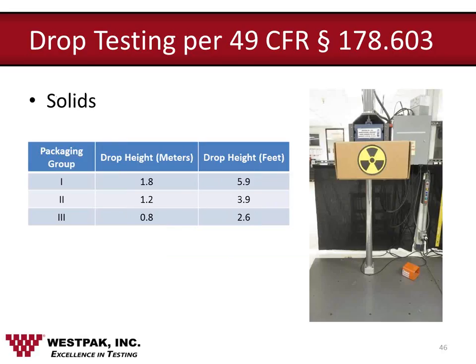When dropping solids, we have different heights based on the packaging group type. For packaging group 1, the drop height is established as 1.8 meters, which is equivalent to 5.9 feet. Packaging group 2 is 1.2 meters or 3.9 feet, and packaging group 3 is 0.8 meters, which is 2.6 feet.